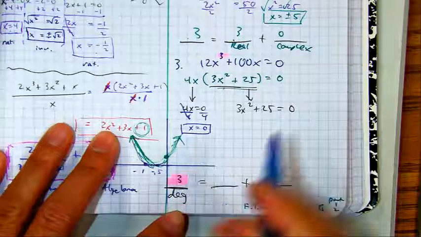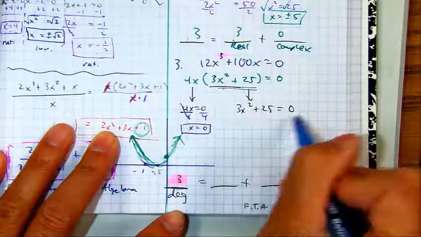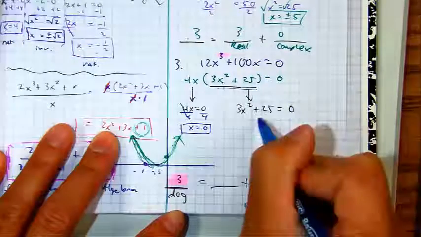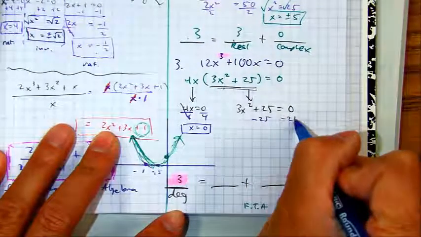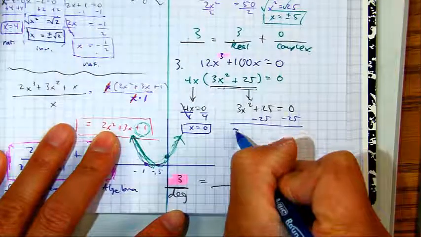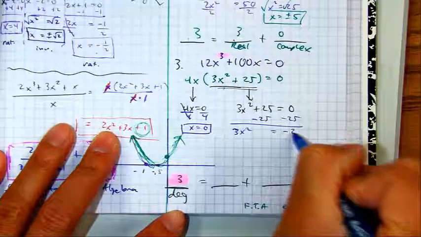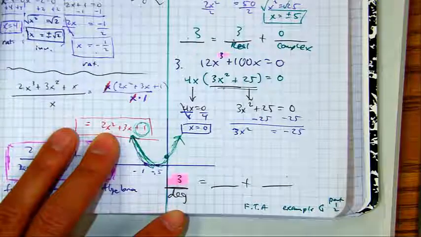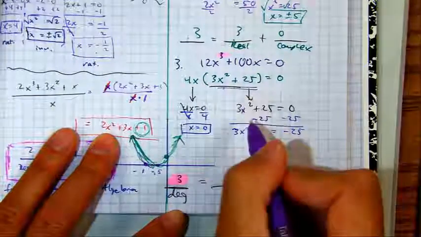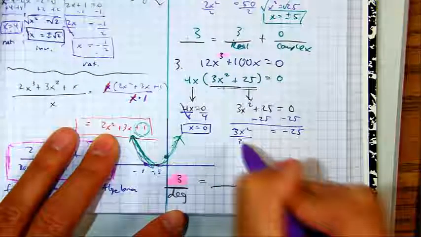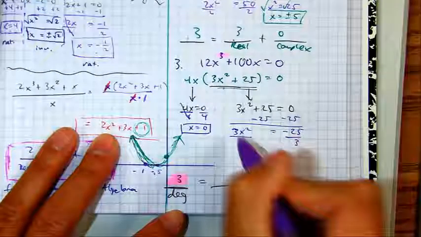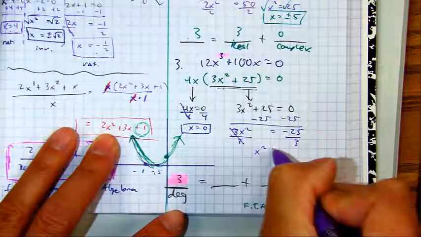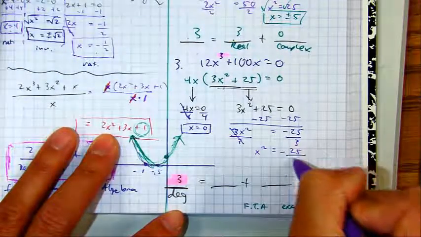Okay, over here, it's PEMDAS backwards, so I'm going to subtract 25. 3x squared equals negative 25. Before I take the square root, I have to get it by itself, so I'm going to divide by 3. X squared equals negative 25 over 3.